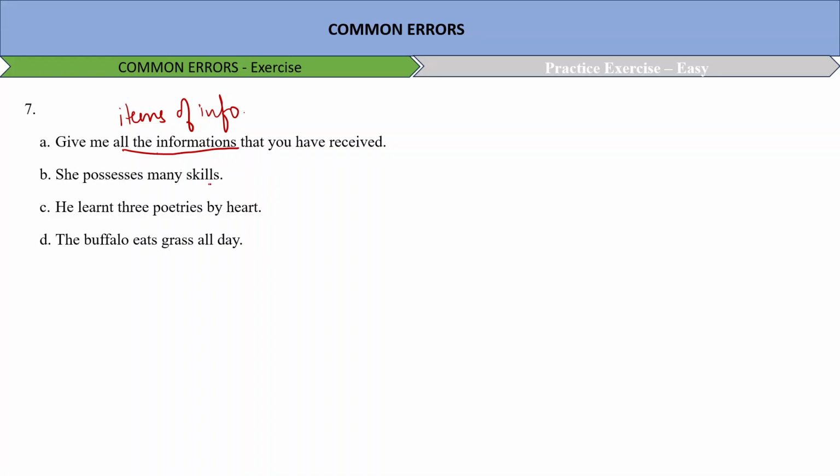Similarly, she possesses many skills. Or maybe she possesses many kinds of skills. He learned 3 poetries by heart.